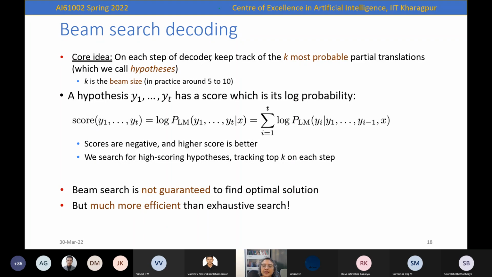So in beam search, just to put it simply, at every step, if beam size is k, we look at k possibilities of sequences generated this far. So beam search may not give you the optimal solution, but it is still better than the greedy method and more efficient than exhaustive search.